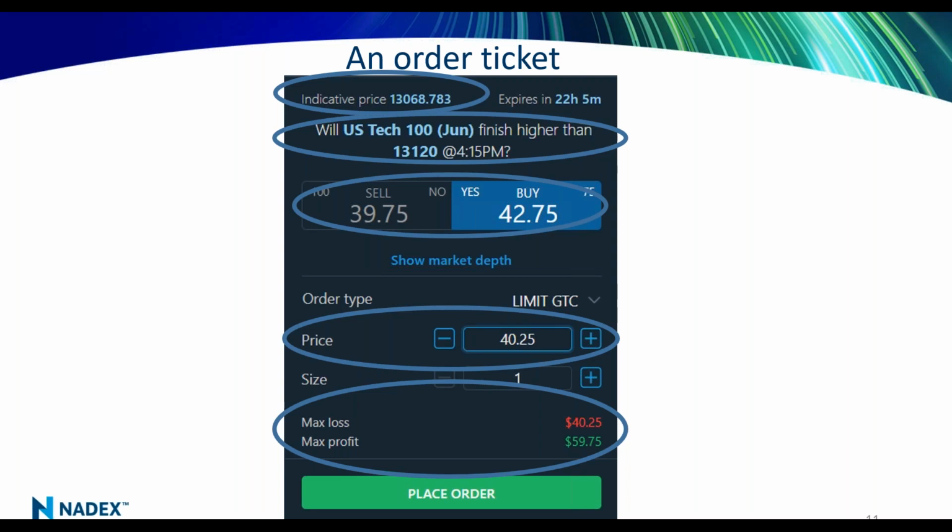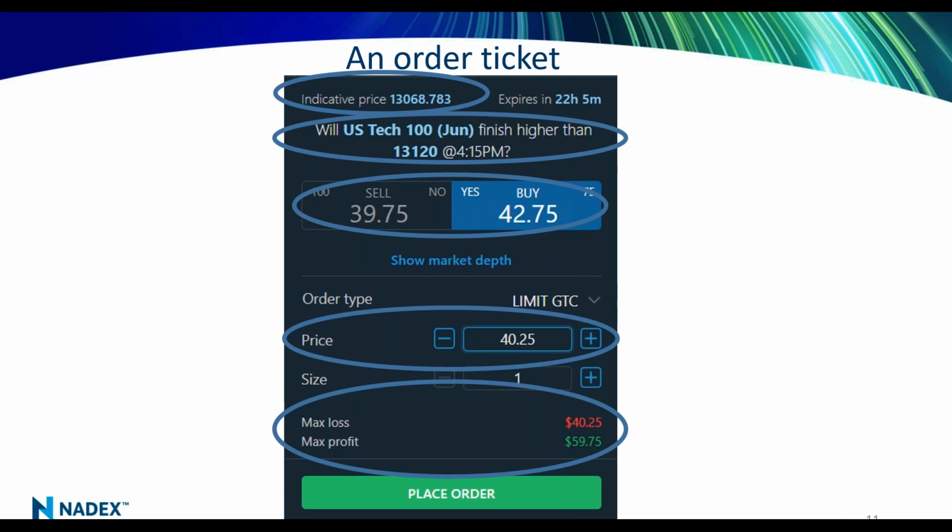Now, when I try to put my bid in, it tells me exactly, if you buy this, the most that you could lose is $40.25. And if you do this, the most that you could potentially make is $59.75, excluding fees. So it does the math for you on the order ticket, so you can see what you could potentially make or what you could potentially lose. And again, you can place a bid. I could join that bid at $39.75. I could put a bid lower. I can put a bid in between. So this is what a central limit order book means. Anyone can put a market out there.